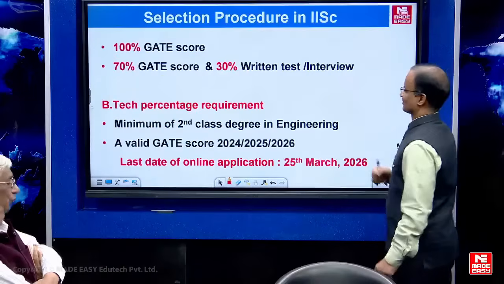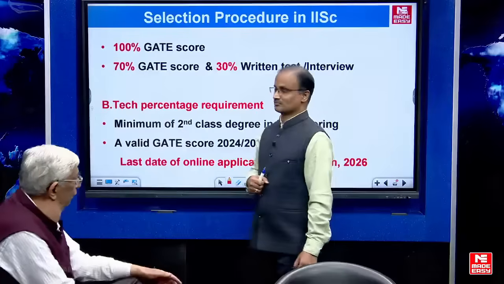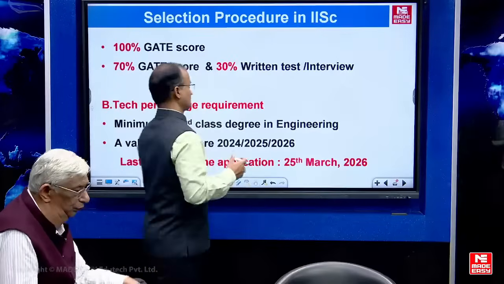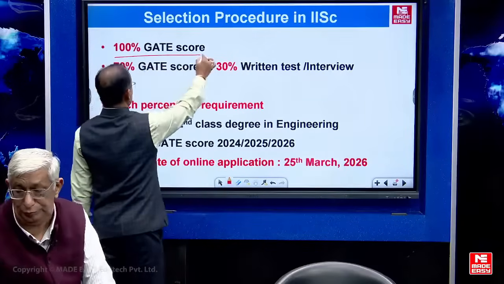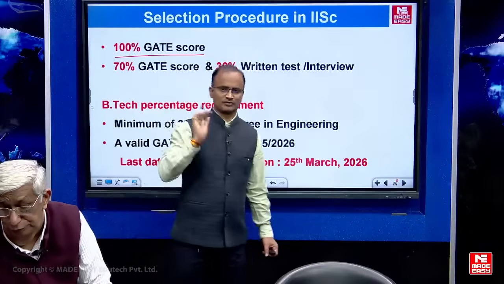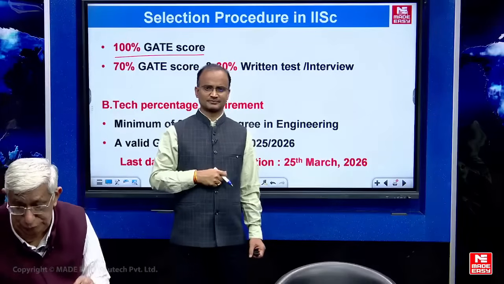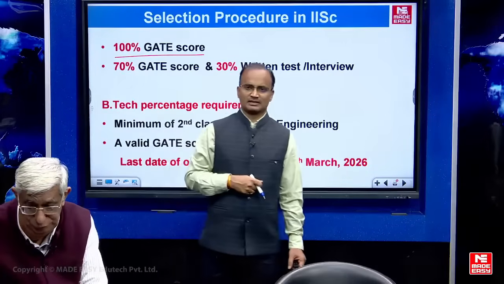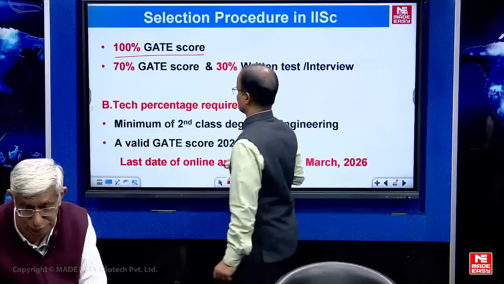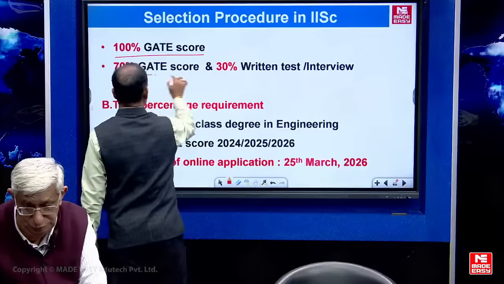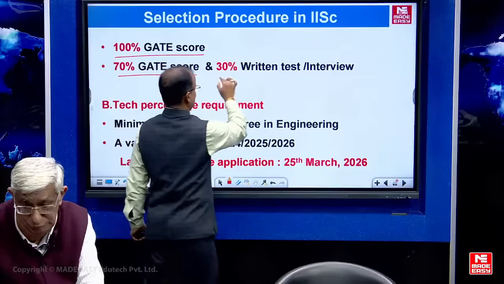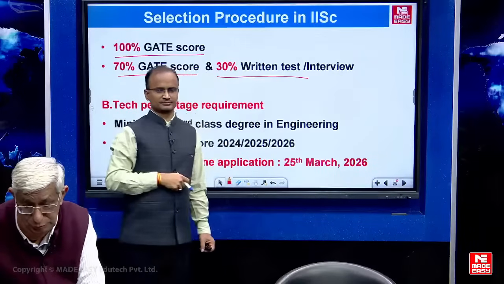Come to IISc Bangalore. If you come to the core branches, what they do here is 100% GATE score. Based on the performance, the GATE score only, admission will be given. But if you come to the interdisciplinary courses, 70% weightage is for the GATE score and 30% for the written test or the interview.